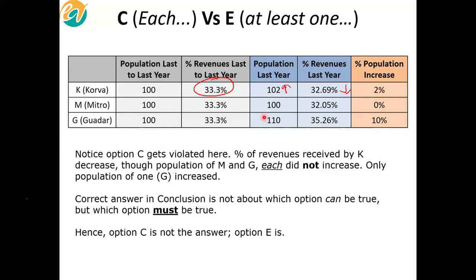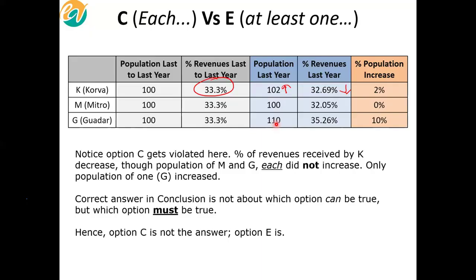Now, notice the case that I presented here is a violation of Charlie. Because Charlie said what? That for this to happen, both M and G have to increase. In my case, M is not increasing. What did Edward say? At least one has to increase. Absolutely, at least one. In our case, G has to increase.